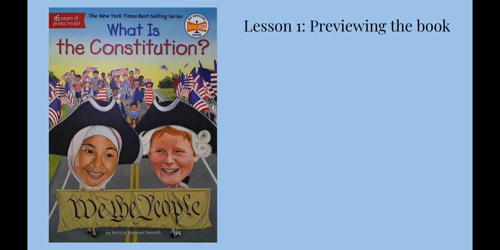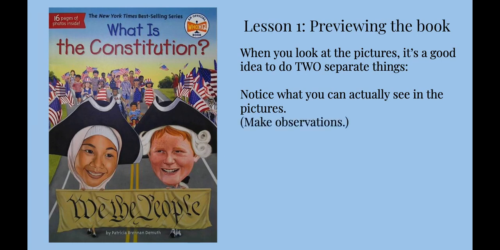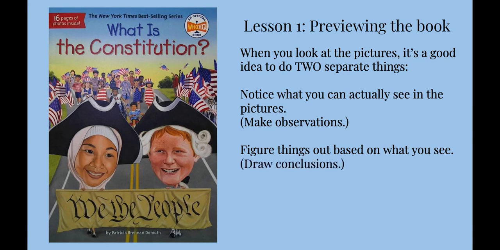So let's get started. Let's take a look at our front cover. One really good idea when you're looking at an illustration or a picture is to do two separate things. The first is to notice what you actually see in the pictures, the colors and shapes and that sort of thing. That's called making observations. Then secondly, you figure out what is going on based on what you observed. That's where we draw some conclusions.